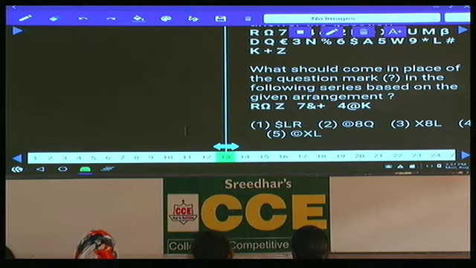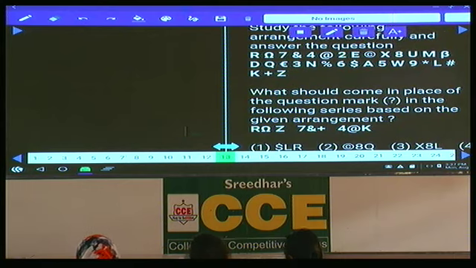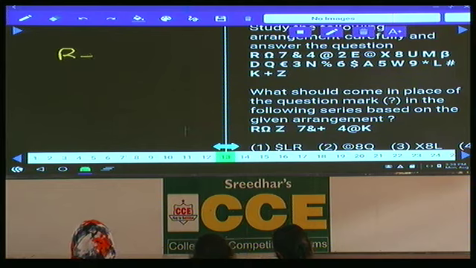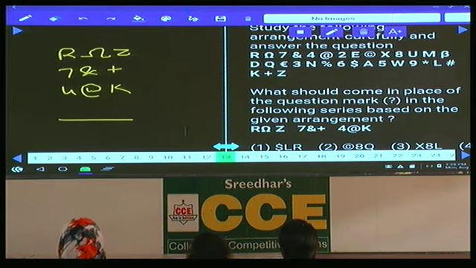Now 13 to 17 are based on sequence. In this sequence, what should come in place of the question mark in the following? R, ohm, Z. Next 7 and n plus, and 4 at the rate of K. Now R, ohm, Z, then 7, n plus, then 4, at the rate of, K. Then what's the next one?